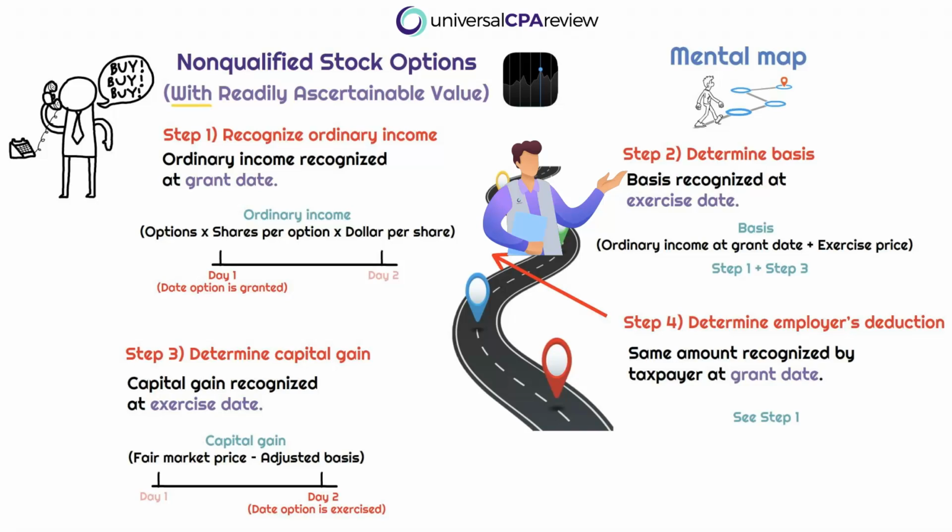Okay, so the exercise price is going to be the dollar value per share that the taxpayer can exercise these options for, multiplied by the total options that are getting exercised. And again, we're adding that ordinary income amount that we already recognized in step 1.